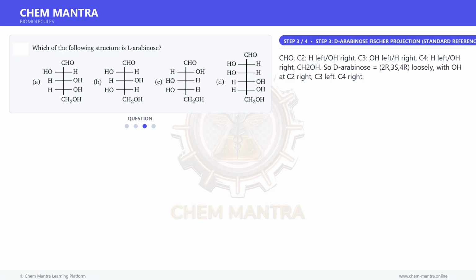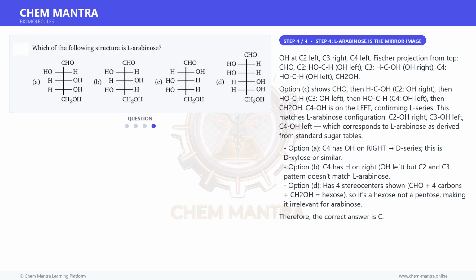So D-arabinose is equal to 2R, 3S, 4R loosely, with OH at C2 right, C3 left, C4 right. And for the final step, OH at C2 left, C3 right, C4 left. Fischer projection from top: C2 OH left, C3 OH right, C4 OH left, CH2OH.